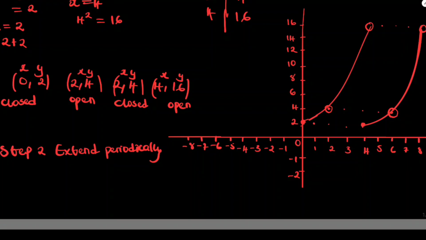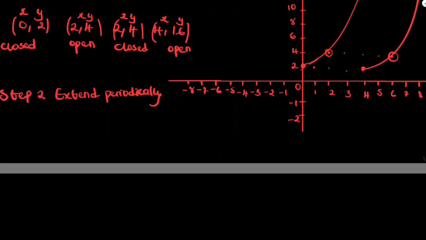So that is what we have. So I've extended it periodically. Periodically meaning extending because our period is 4, so we are shifting it every 4 units. So if we shift it in this direction, it's going to give us the same thing. So that is what we have.